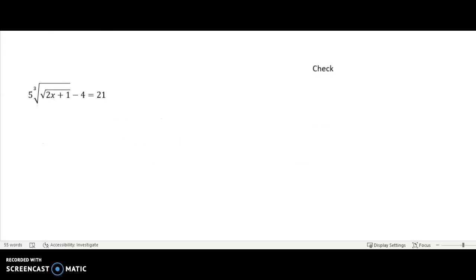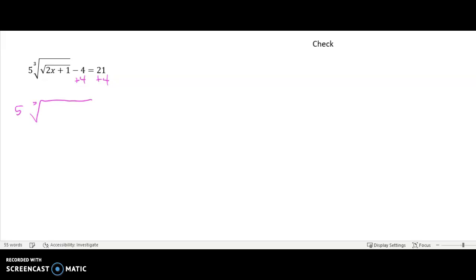And for the pre-AP students, I did this problem in class. We always start by isolating our radical, so I'm going to add 4 to both sides. And we have 5 times the cube root of the square root of 2x plus 1 equals 25. We'll divide by 5 on both sides. So we have the cube root of the square root of 2x plus 1 equals 5.